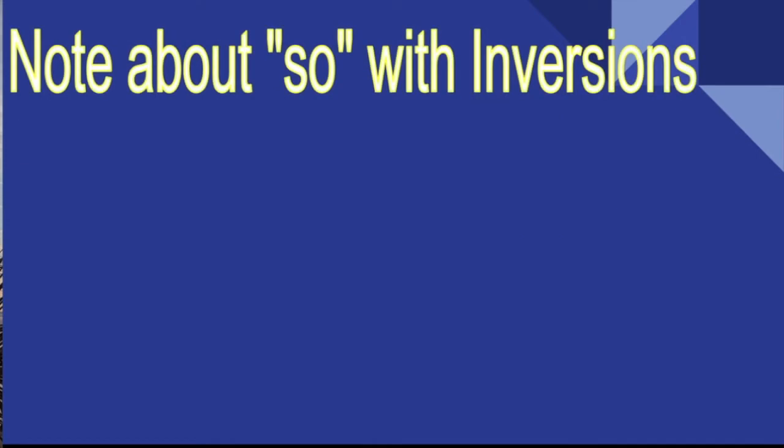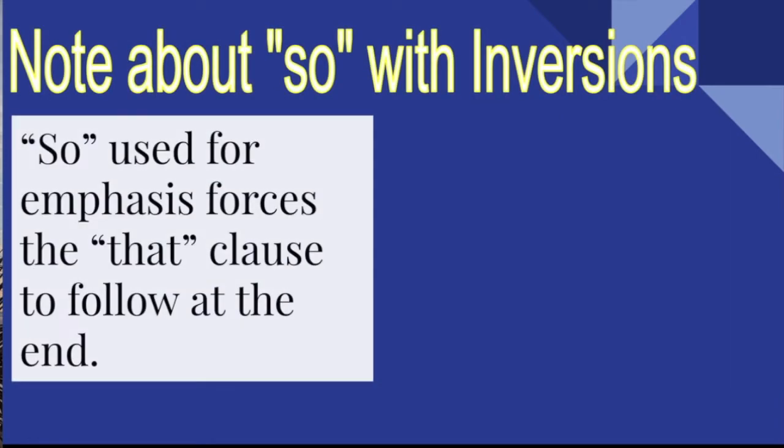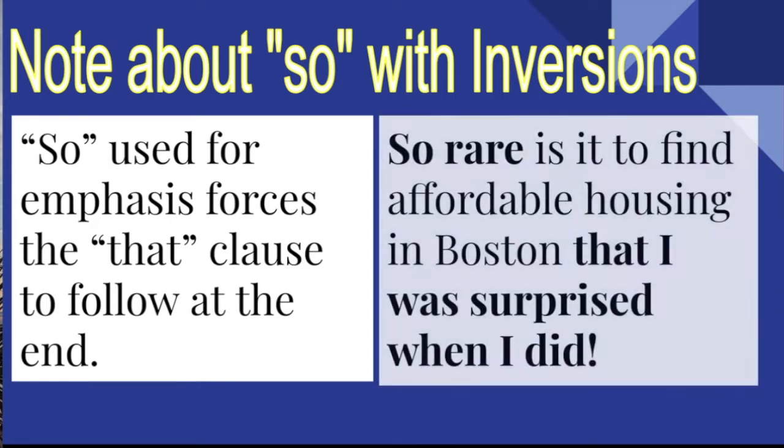Here's a note about so with inversions. So used for emphasis forces the that clause to follow at the end. Look at this sentence again. So rare is it to find affordable housing in Boston that I was surprised when I did. So just remember that when we have so plus the adjective or adverb at the beginning and we have an inversion, we have to follow with a that clause.